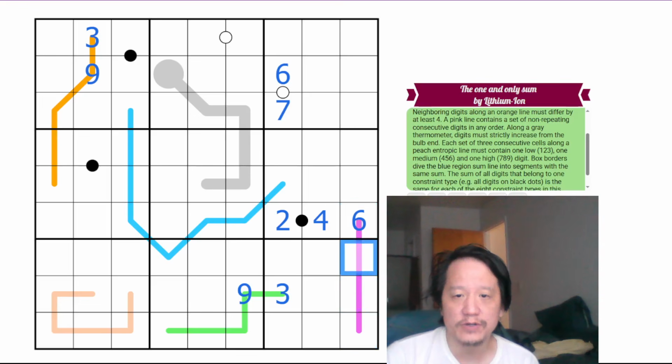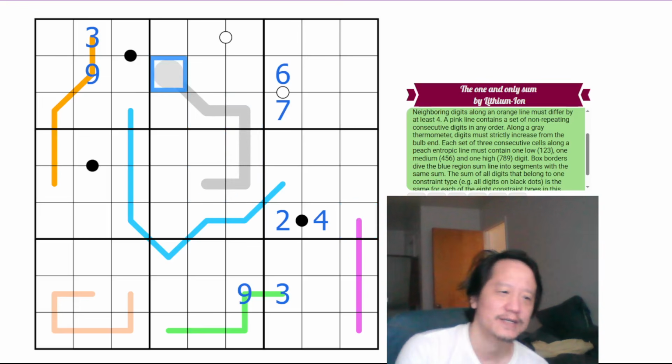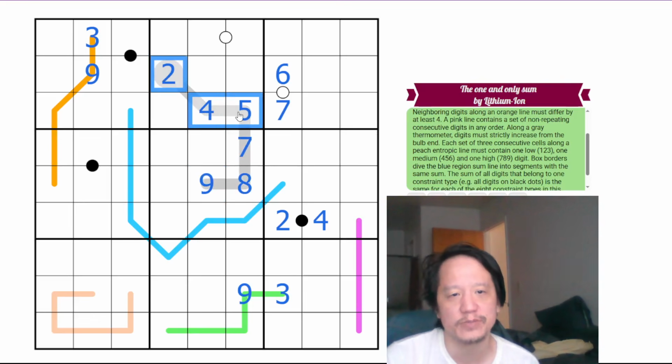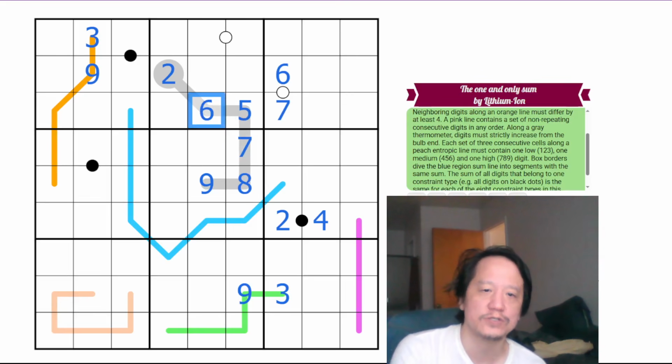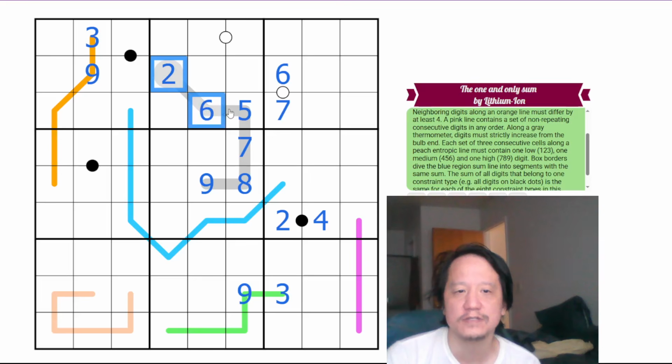Along a gray thermometer, digits must strictly increase from the bulb end. This is known as a thermometer. So you could have something like 2, 4, 5, 7, 8, 9, and this would be valid because it's increasing from the bulb to the tip. What you could not have is something like 2, 6, 5, 7, 8, 9, because it's decreasing from the 6 to the 5, and you can't decrease ever on a thermometer.